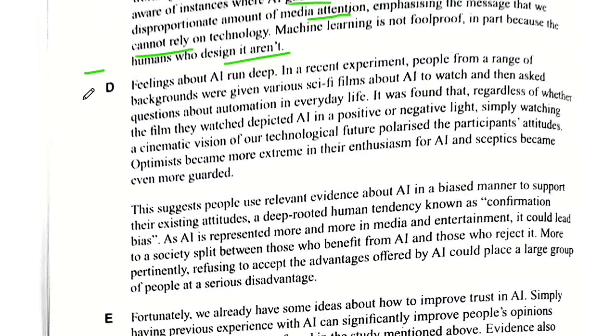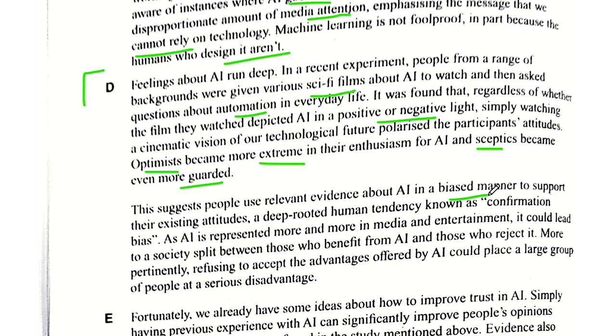Feelings about AI run deep. In a recent experiment, people from a range of backgrounds were given various sci-fi films to watch and then asked questions about automation in everyday life. So we have read about this in the Yes or No argument about AI. It was found that regardless of whether the film they watched depicted AI in a positive or negative light, simply watching a cinematic vision of a technological future polarized the participants' attitudes. Optimists became more extreme in their enthusiasm for AI, and skeptics became even more guarded. This suggests people use relevant evidence about AI in a biased manner to support their existing attitudes, a deep-rooted human tendency known as confirmation bias.